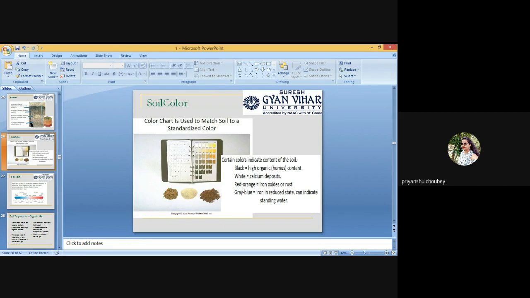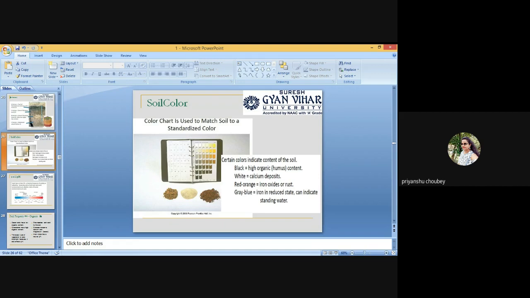A color chart is used to match soil to a standardized color. Certain colors indicate the content of the soil. Black indicates high organic humus content, white indicates calcium deposits, red or orange indicates iron oxide or rust, and gray or blue indicates iron in a reduced state, which can indicate standing water. So, a standard system of soil color provides valuable information regarding soil condition and some properties of a soil.